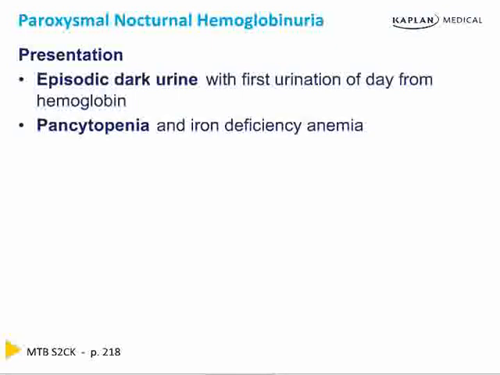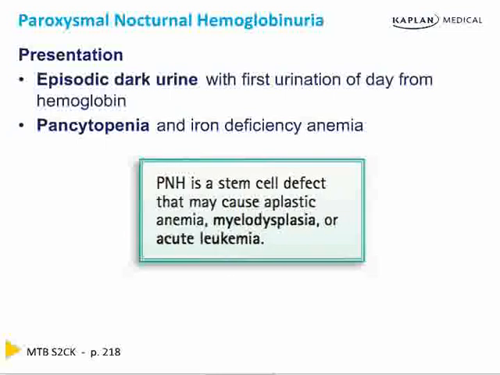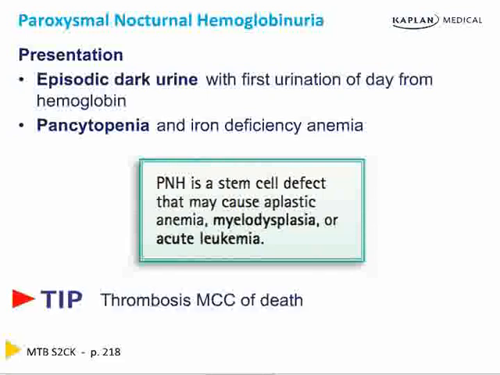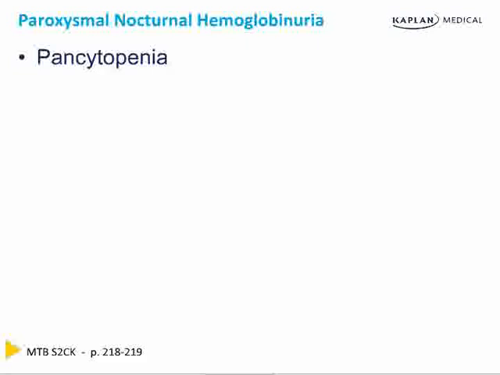There's a pancytopenia, or at least two cell lines, and that's a big key to this diagnosis because there's more than just red cells. There's a pancytopenia, and iron deficiency anemia is from the chronic loss of iron in the urine. PNH is a stem cell defect. It causes aplastic anemia, myelodysplasia, and acute leukemia, and the most common cause of death is thrombosis. Look for that pancytopenia with PNH.